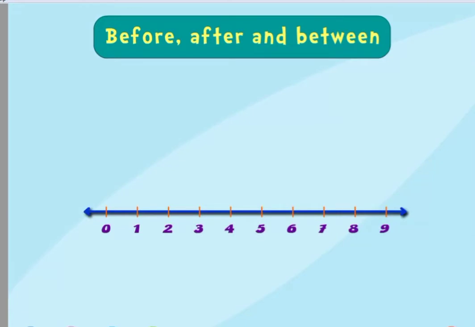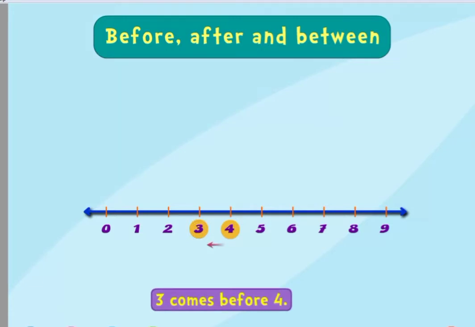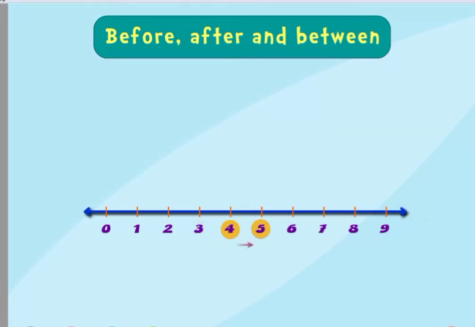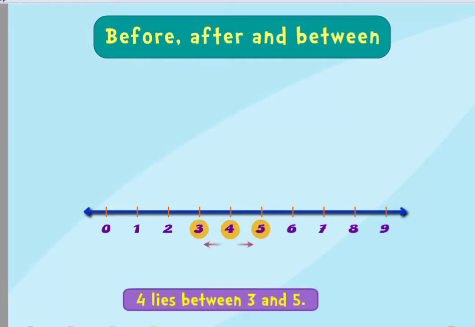Let's look at the number line. Here, whatever comes to the left of a digit is said to come before it, and whatever comes to the right of a digit is said to come after it. For example, 3 lies to the left of 4, so it comes before 4, and 5 lies to the right of 4, so it comes after 4. And 4 lies between 3 and 5.